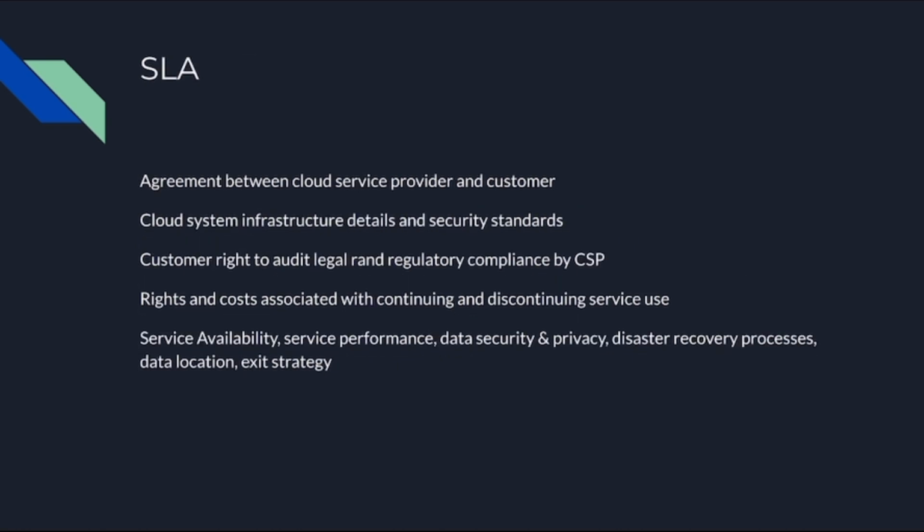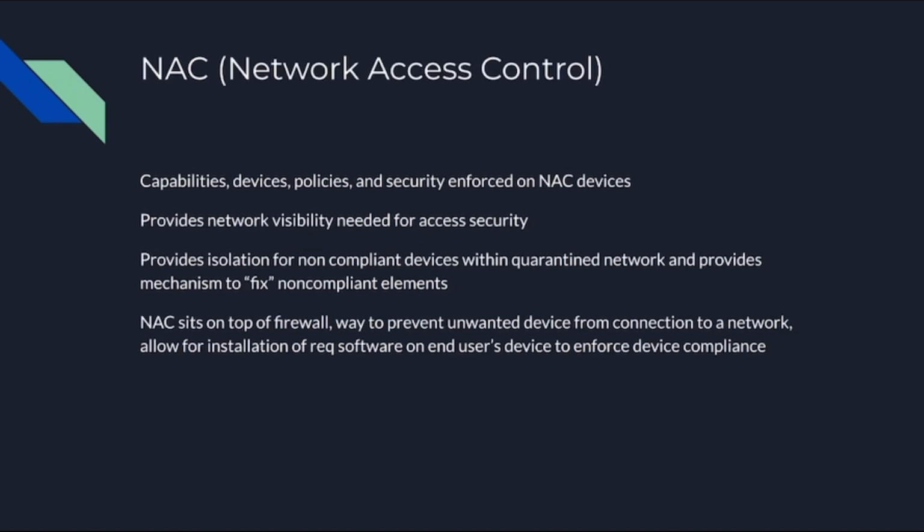Finally, the community cloud. That is a system in which the cloud infrastructure is provisioned for exclusive use by a specific community of consumers from organizations that have shared concerns, managed by one or more organizations. SLA, that's an agreement between the cloud service provider and the customer. Some points are the exit strategy, data location, disaster recovery process, data security and privacy, system availability and service performance, and more.